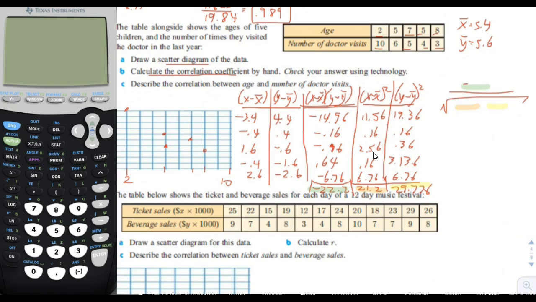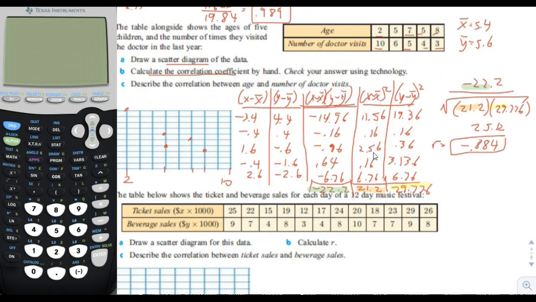So green is negative 22.2. X minus x bar squared is 21.2. And y minus y bar squared all added up is 29.776. So now let's see, 29.776 times 21.2, both positive, of course. Take the square root of that. We get 25.12 in the denominator. We got negative 22.2 in the numerator. And our result is negative 0.884. Okay, that's our R value.